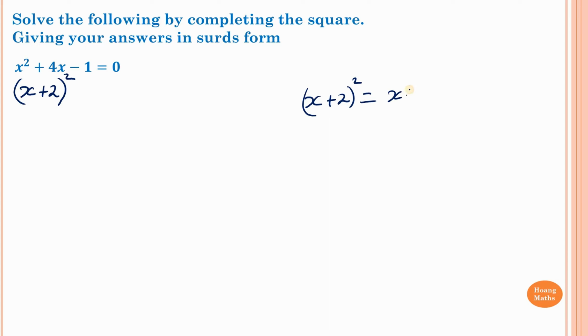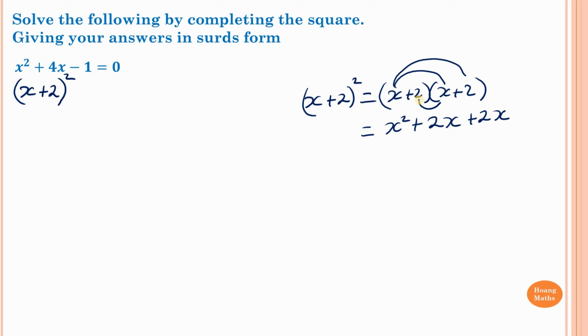So that is equal to (x plus 2)(x plus 2), right? And then we expand this out. x times x gives me x squared. x times 2 is 2x. And then 2 times x again, plus 2x. And then 2 times 2 is 2 squared, which is 4. To simplify this, it gives me x squared plus 4x plus 4. So this is (x plus 2) all squared.